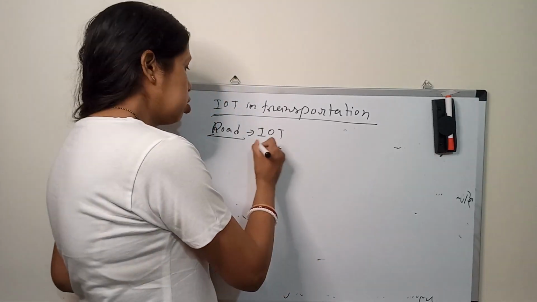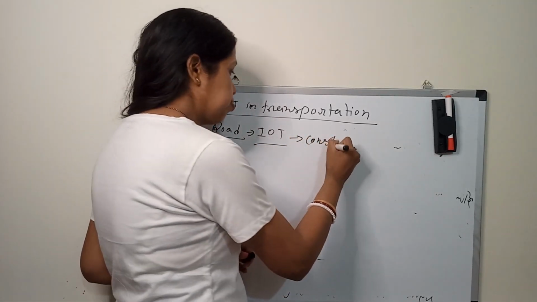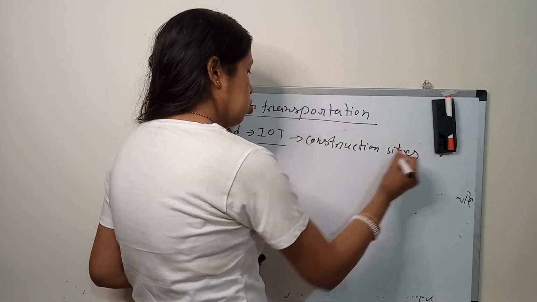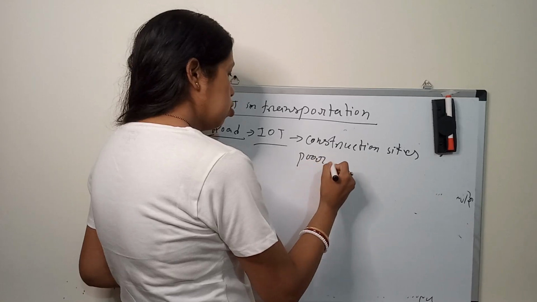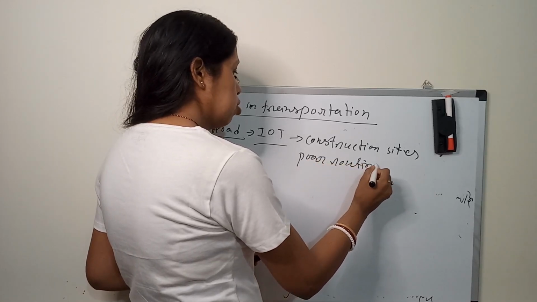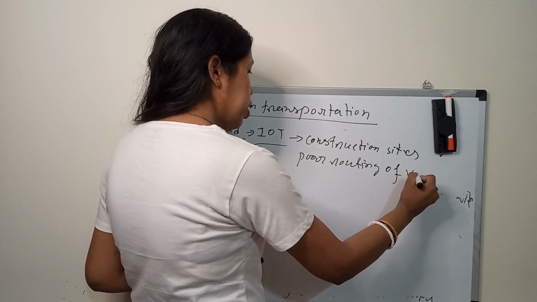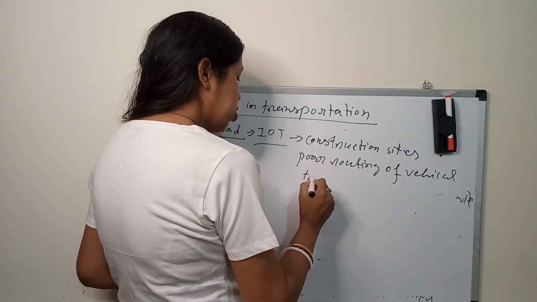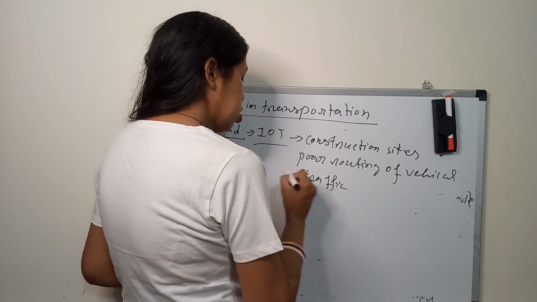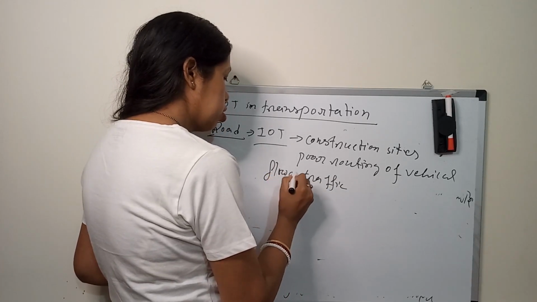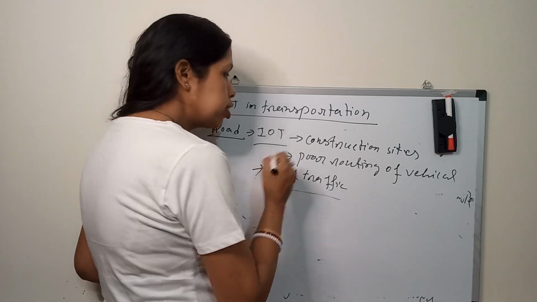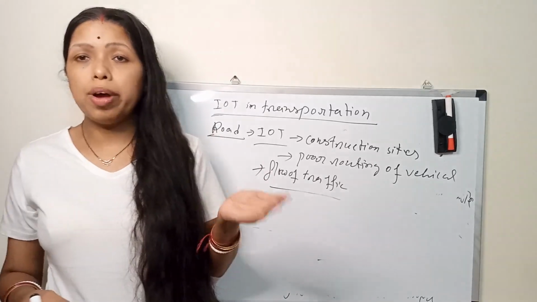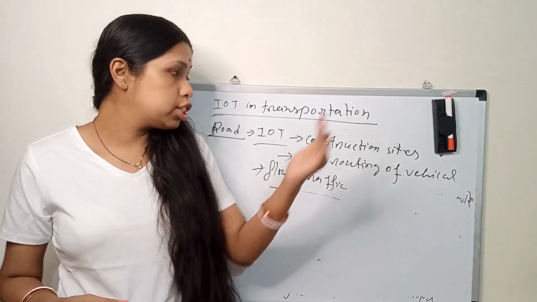Okay, suppose construction site, poor routing of vehicles, traffic, flow of traffic. These things are the main concern when you think about the road. So IoT-based devices improve these things.